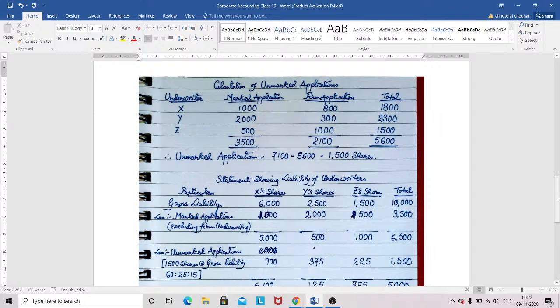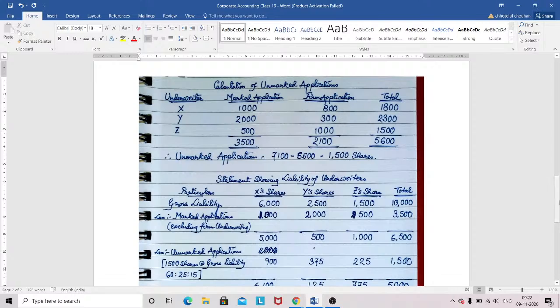Now just see that underwriters X, Y, Z. I have made a column, marked application. They have mentioned 1000, 2000 and 500, so total is 3500. And your form application is 800, 300 and 1000, so total is 2100. If I add it, then it will be 1800 for X, 2300 for Y and 1500 for Z. So total is 5600.